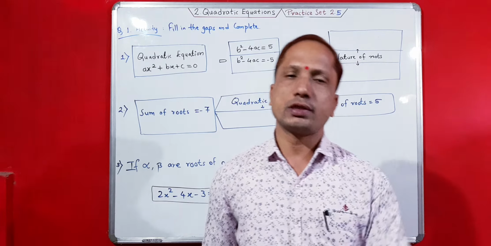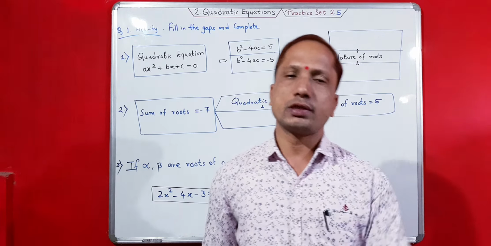This b square minus 4ac is actually the discriminant, and it is known as delta. If the value of delta is a positive number, then the roots are real and unequal. If it is negative, then the roots are not real, and if it is equal to 0, then the roots are real and equal. Don't forget.